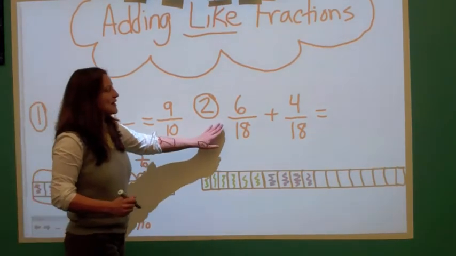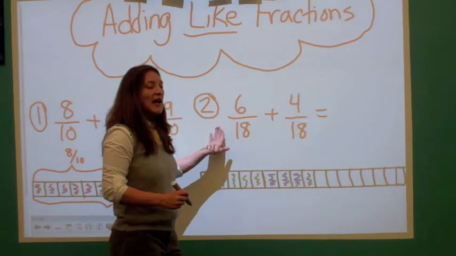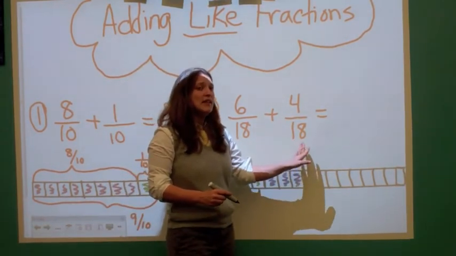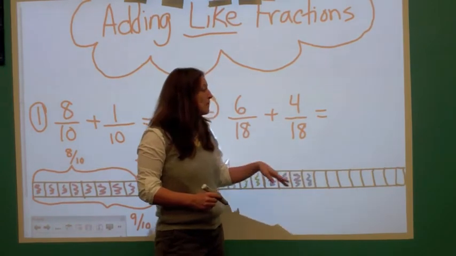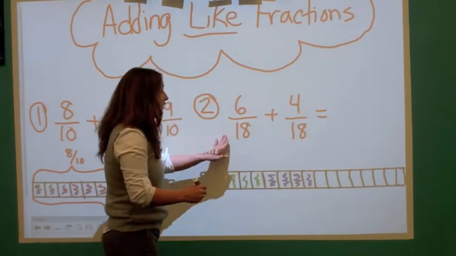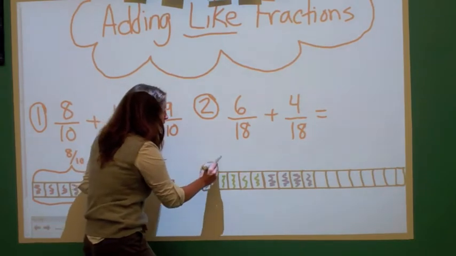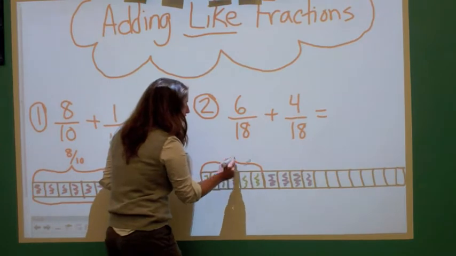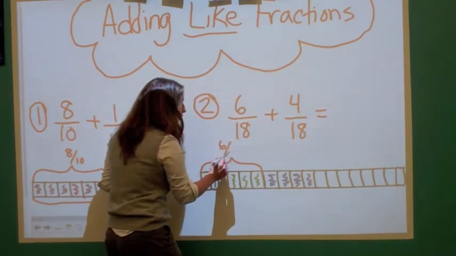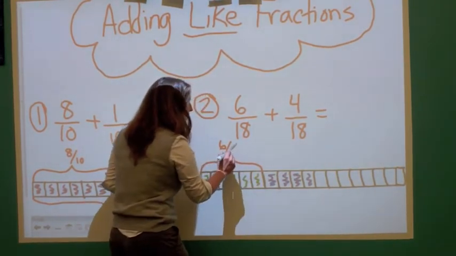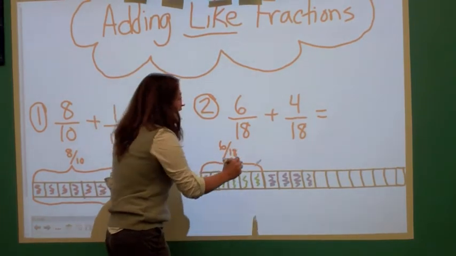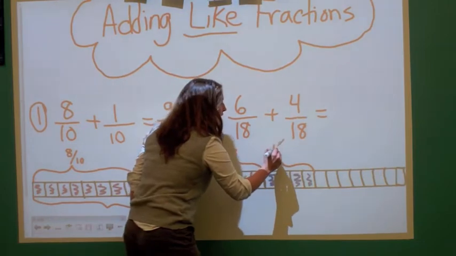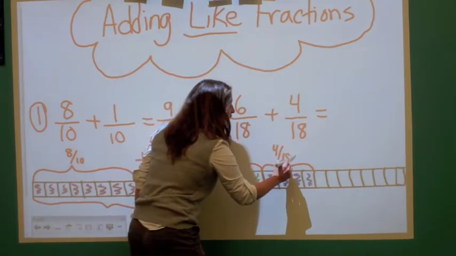Let's take a look at the second example. We're still adding like fractions because both fractions have the same number in the denominator. So again, this section of my bar model is showing me 1, 2, 3, 4, 5, 6 pieces colored out of a total of 18 pieces. And the blue section is showing me 4 pieces colored out of 18.